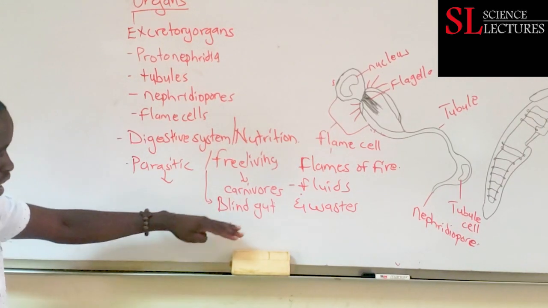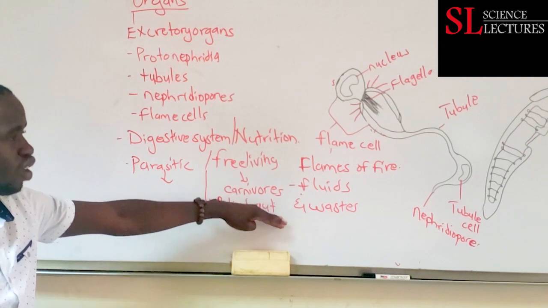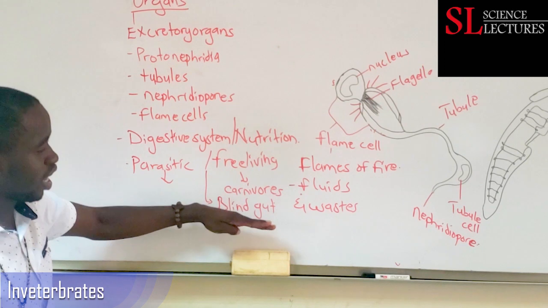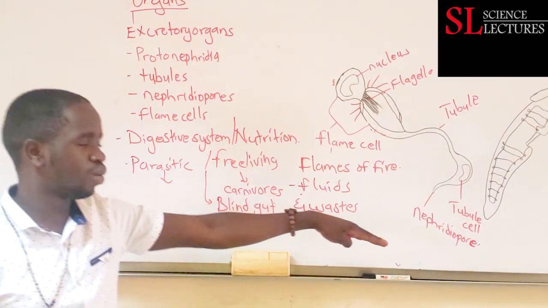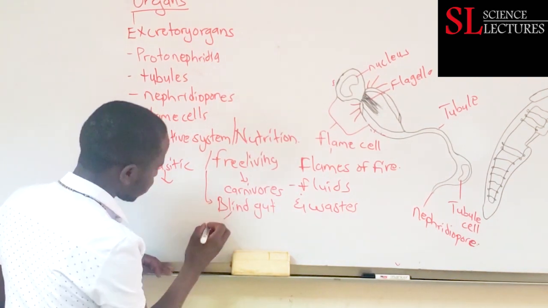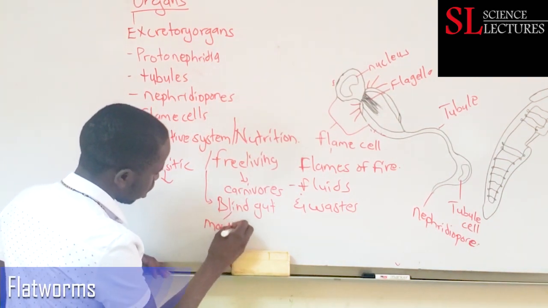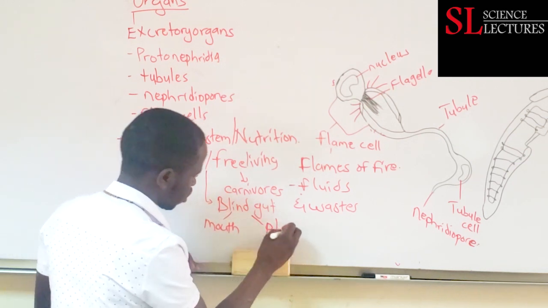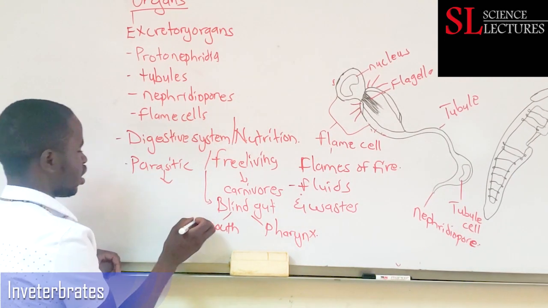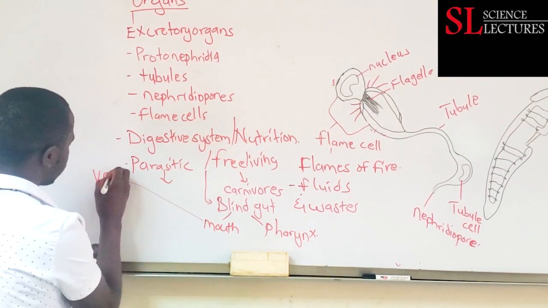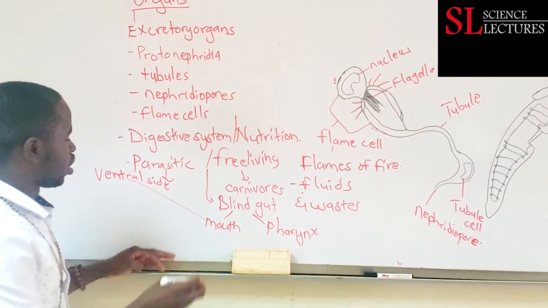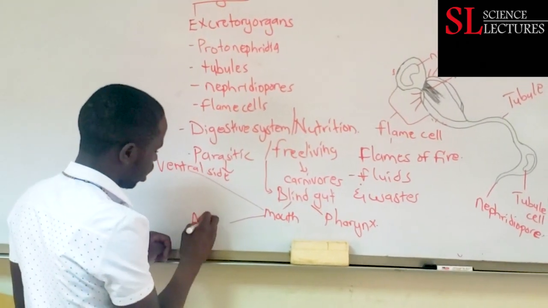As I said earlier, we are starting to see the development of a digestive system within the animal kingdom. The gut of this organism is considered one of the most primitive in the animal kingdom. I said it has a blind gut. This gut is made up of a mouth, then a pharynx. The mouth for the planarians is located on the ventral side, while for the flukes, it is located on the anterior side.